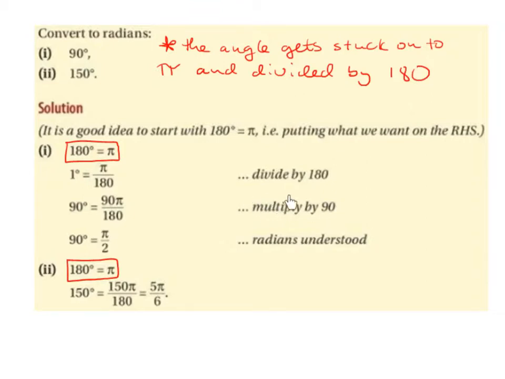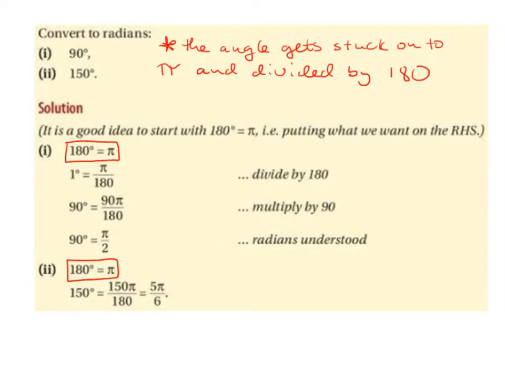So then multiplying across by 90, 1 degree multiplied by 90 is 90 degrees. And pi over 180 multiplied by 90 is 90 pi over 180. And then 90 divided by 180 simplifies down to a half, or pi over 2. So we get 90 equals pi over 2. So we've changed 90 degrees into radians, so 90 degrees is equal to pi over 2.